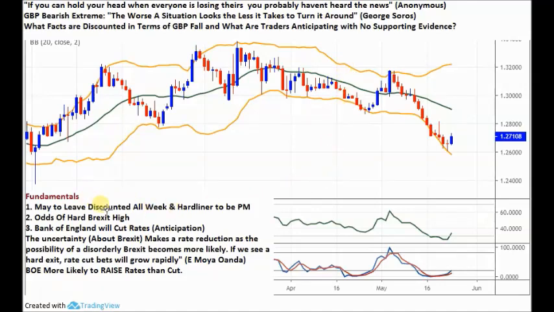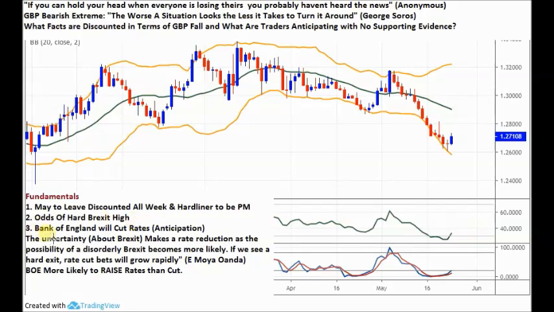Just go to these bottom notes. May to leave, okay, UK PM to leave as Prime Minister. That was discounted all week, and she's gone, obviously. Hardliner to be PM. Well, everything points to that as well. So those are basic facts, I think, that are true. Odds of a hard Brexit are high. Now, you can see this either way. I personally don't think so, because the will of Parliament is to do a deal, okay? But it's debatable. Let's say I'm seeing it one way, others might see it another way.